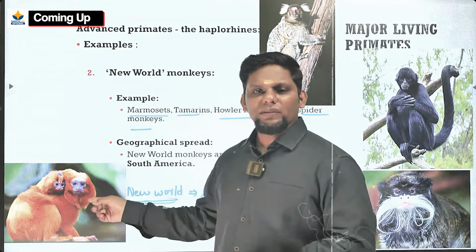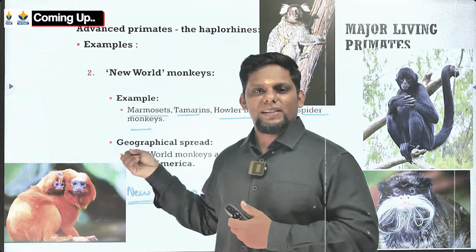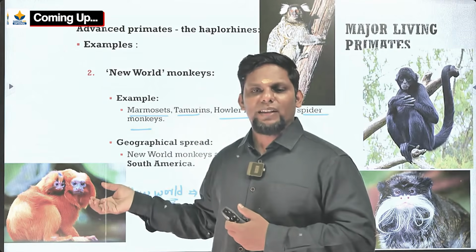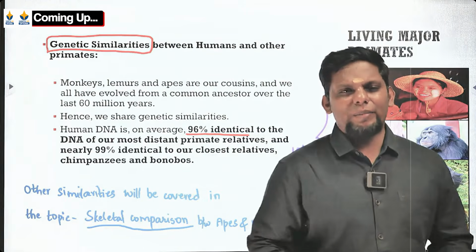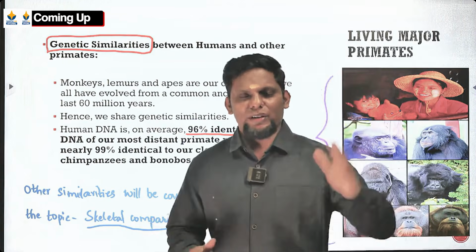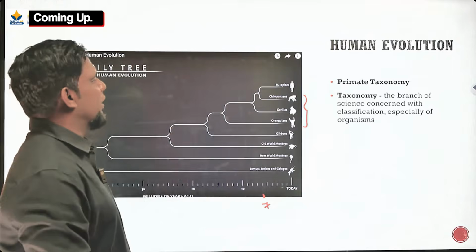Golden lion tamarins are very rarely found. It is only in certain pockets of Brazil that you will find them, and they are critically endangered. Even if you are very good at memorizing, use it for other subjects. If I ask you this question, can you tell me what is hominin, hominid, hominoid here?